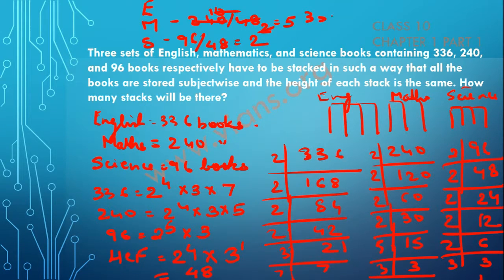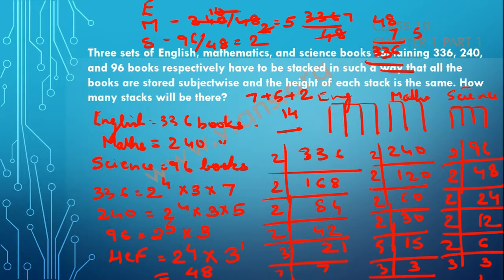And 336 divided by 48, 7 4s are 28, 7 8s are 56, 336, and hence that would be 7. So there would be 7 stacks for English, 5 stacks for maths, and 2 stacks for science. So that would be 7 plus 5 plus 2, and that's 14 stacks.